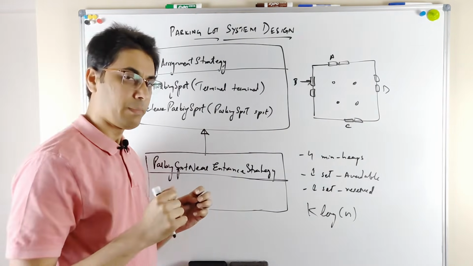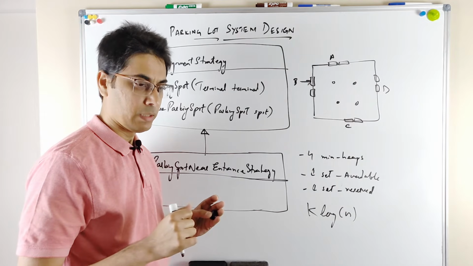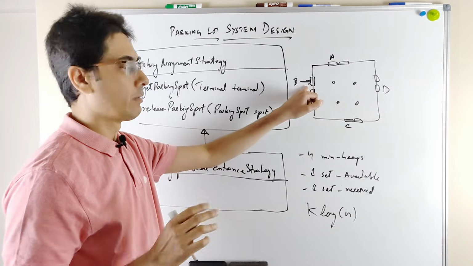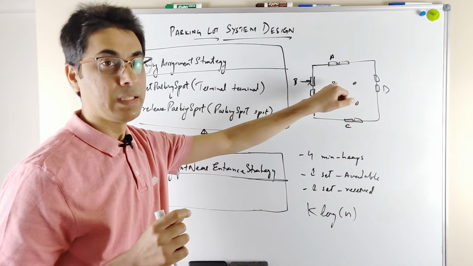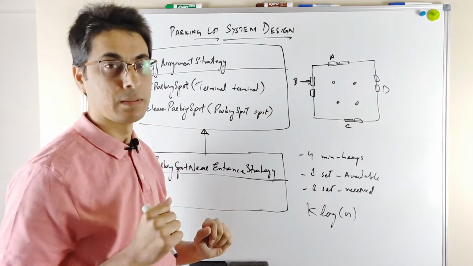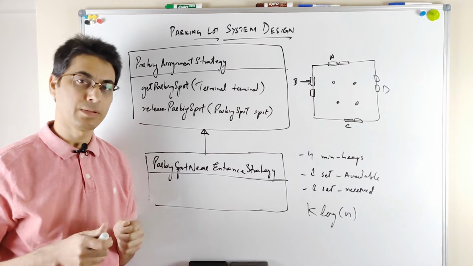So find a parking spot which is nearest to both the entering terminal as well as the nearby elevator. Let me know in the comment below how you will implement this requirement.